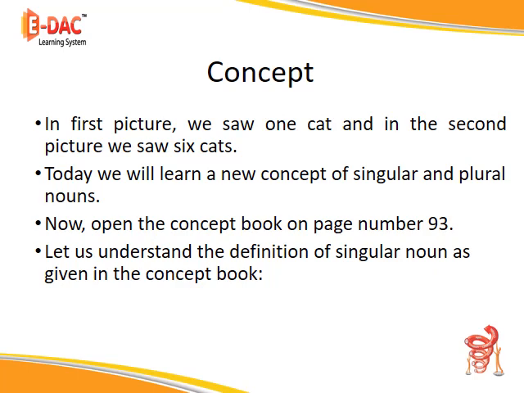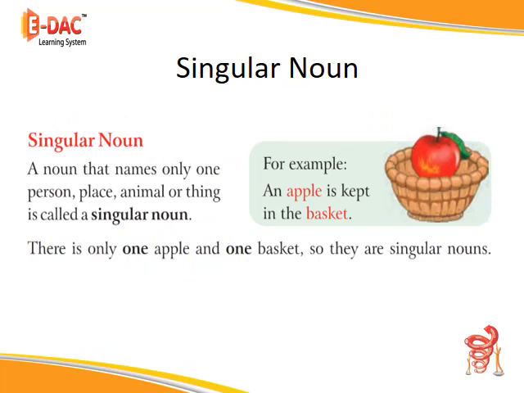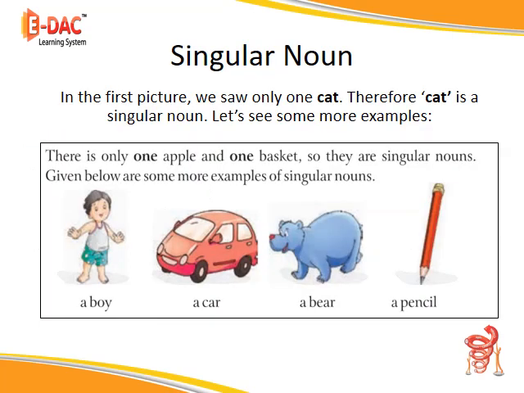Let us understand the definition of singular noun as given in the concept book. Singular noun. A noun that names only one person, place, animal or thing is called a singular noun. For example, an apple is kept in the basket. There is only one apple and one basket, so they are singular nouns. In the first picture, we saw only one cat. Therefore, cat is a singular noun.